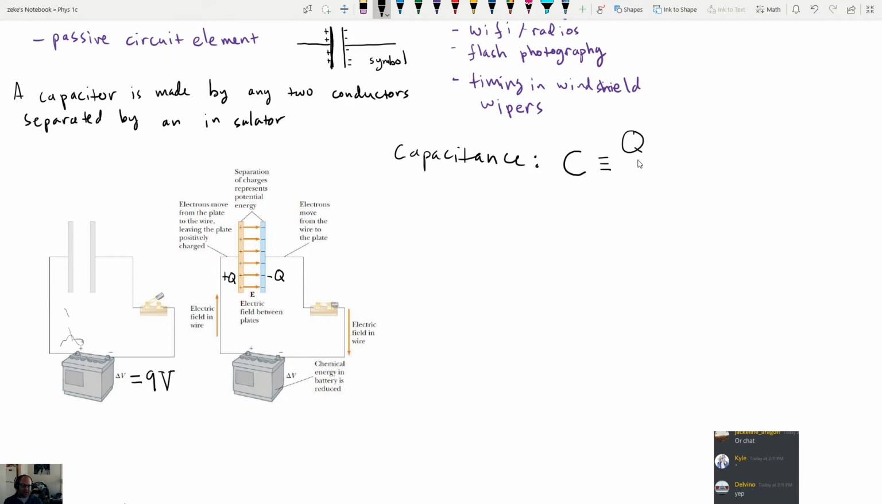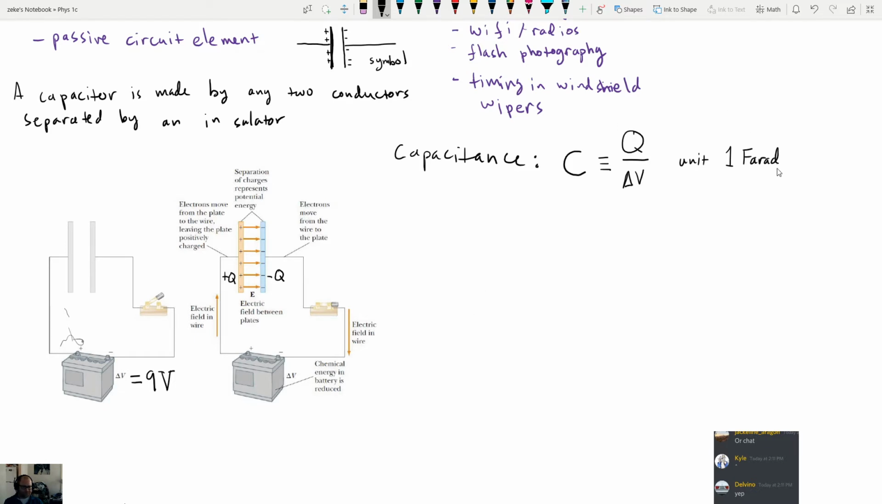All right. And based on that amount of charge, we can define the capacitance as being the charge that it stores divided by the potential difference across the plates, C = Q/V. So it's effectively charge per unit voltage, right? And capacitance has a unit of 1 farad.